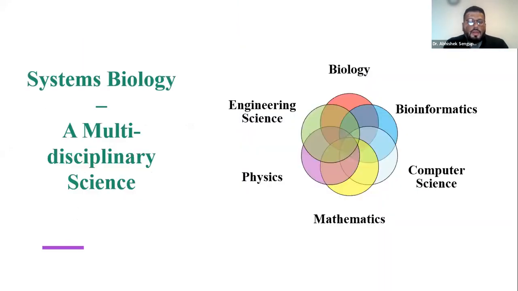Systems biology is a very multidisciplinary field of science. You are all aware of classical bioinformatics, which has always been defined as a multidisciplinary field of science. Similarly, systems biology is a very advanced, applicative field of bioinformatics. So definitely it is also a multidisciplinary field of science.